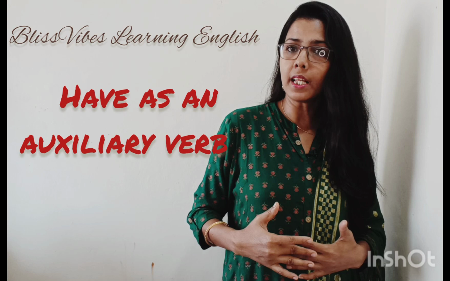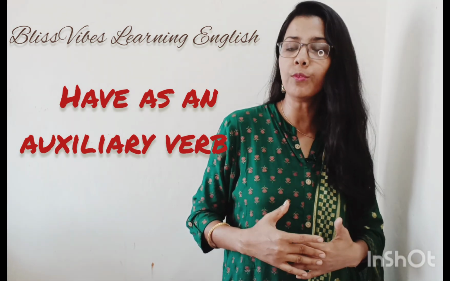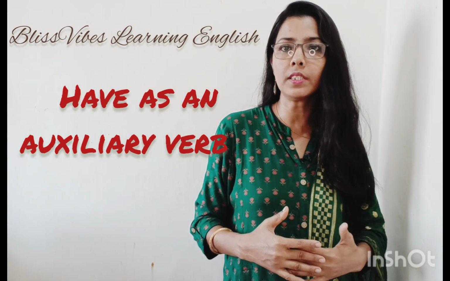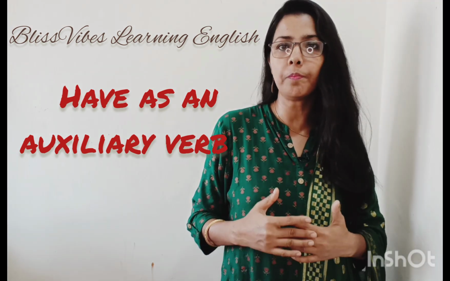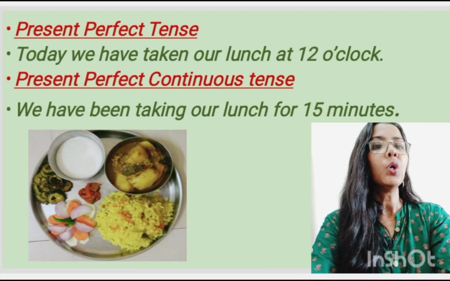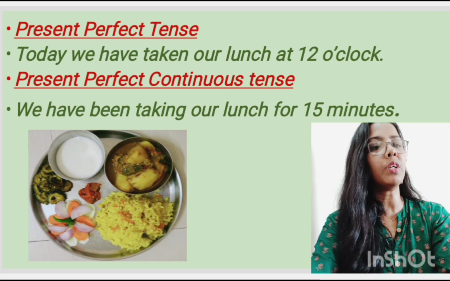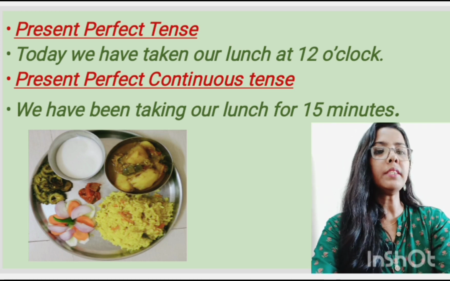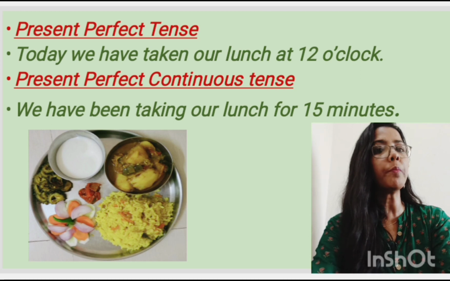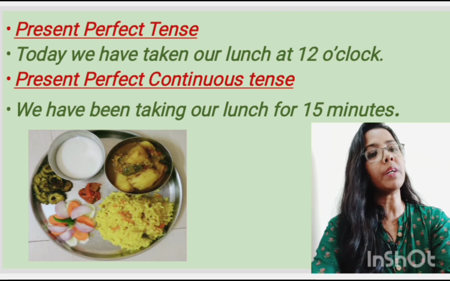As an auxiliary verb or helping verb, we use have to make present perfect and present perfect continuous tense, past perfect and past perfect continuous tense. Today we have taken our lunch at 12 o'clock. We have been taking our lunch for 15 minutes. Here in these sentences, have is used as a helping verb to make present perfect tense and present perfect continuous tense.